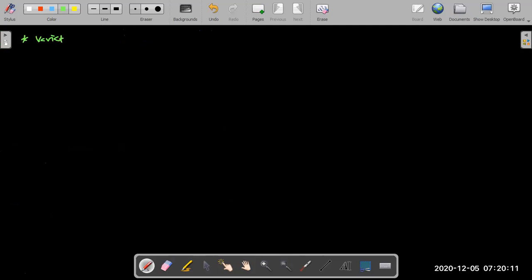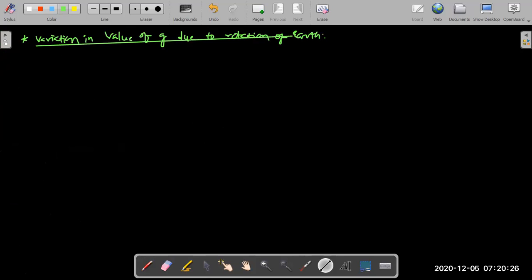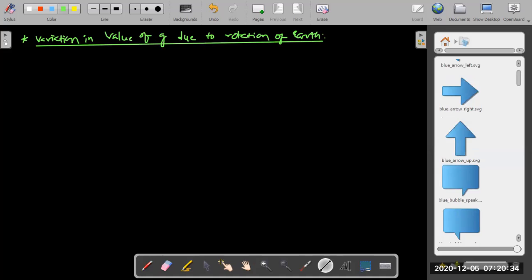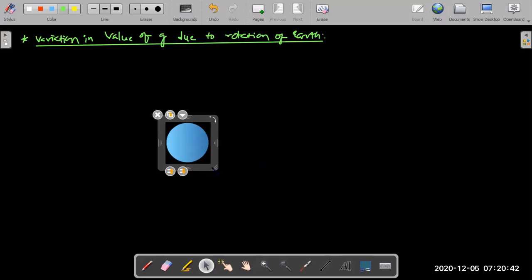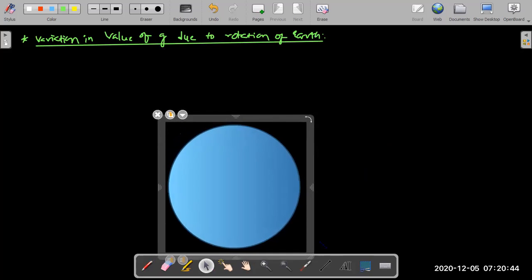Let's talk about variation in value of g due to rotation of Earth. This is something which we might not have imagined would be a reason for variation in value of g, but we know that Earth is a solid sphere. Here also we are assuming that it's a perfect solid sphere.